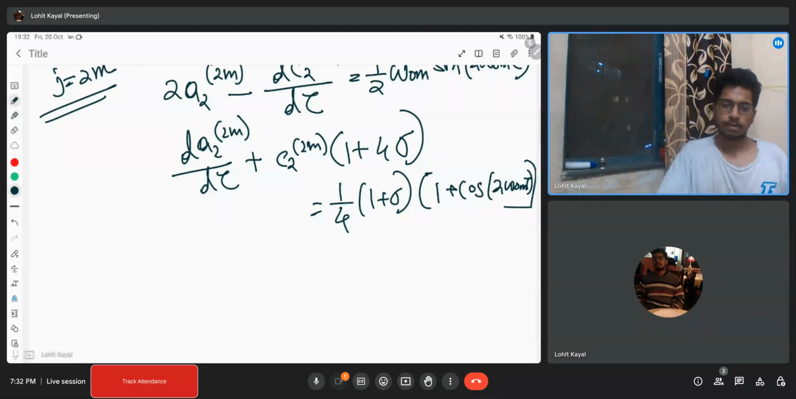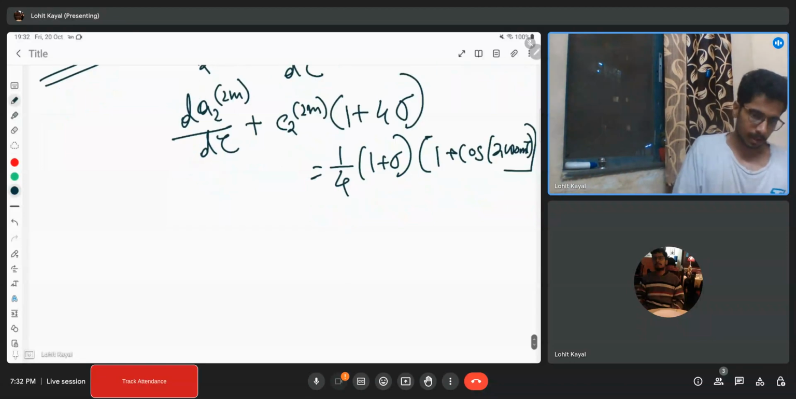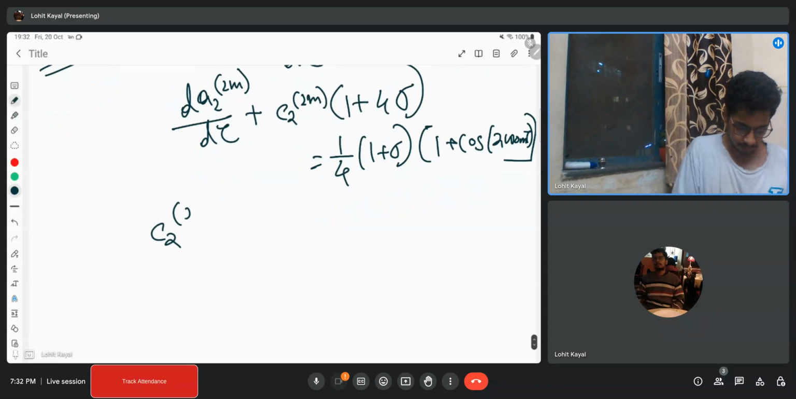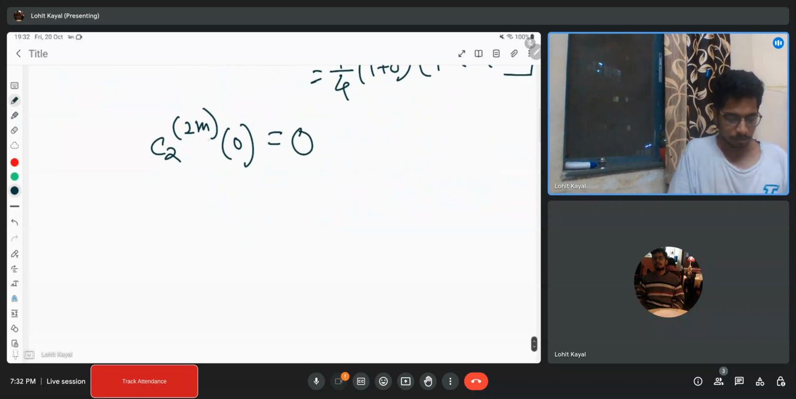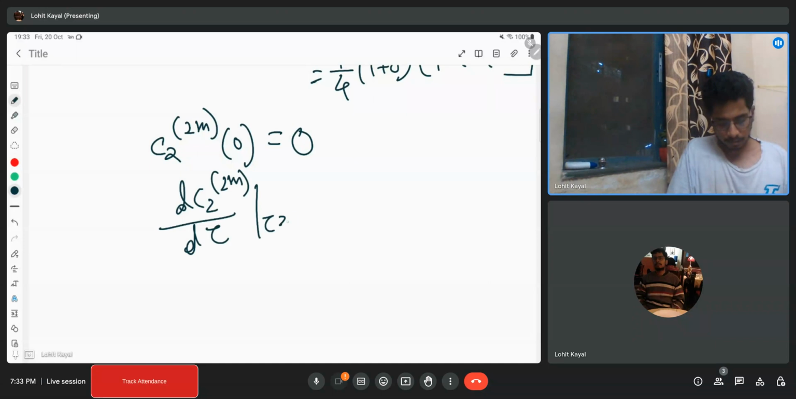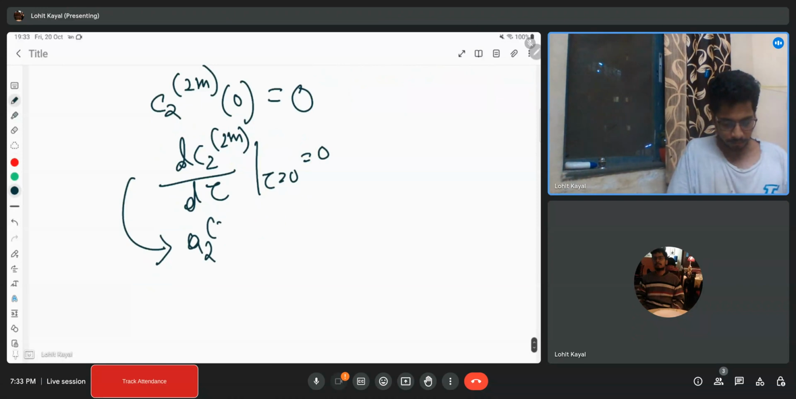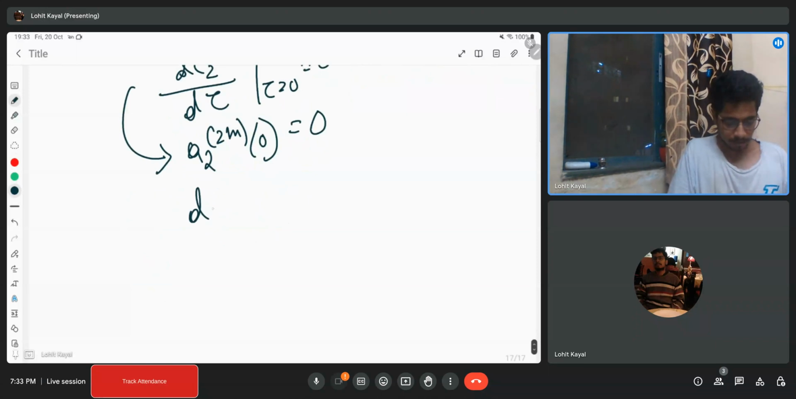So I will convert it to a single differential equation first, but first let me write down the initial constant term, that is, at t equal to 0, c2 2m is 0. Similarly, dc2 2m at tau equal to 0 is 0. As this is 0, as a consequence, a2 of 2m has to be 0, because this also indicates a velocity term, but this term is non-zero.